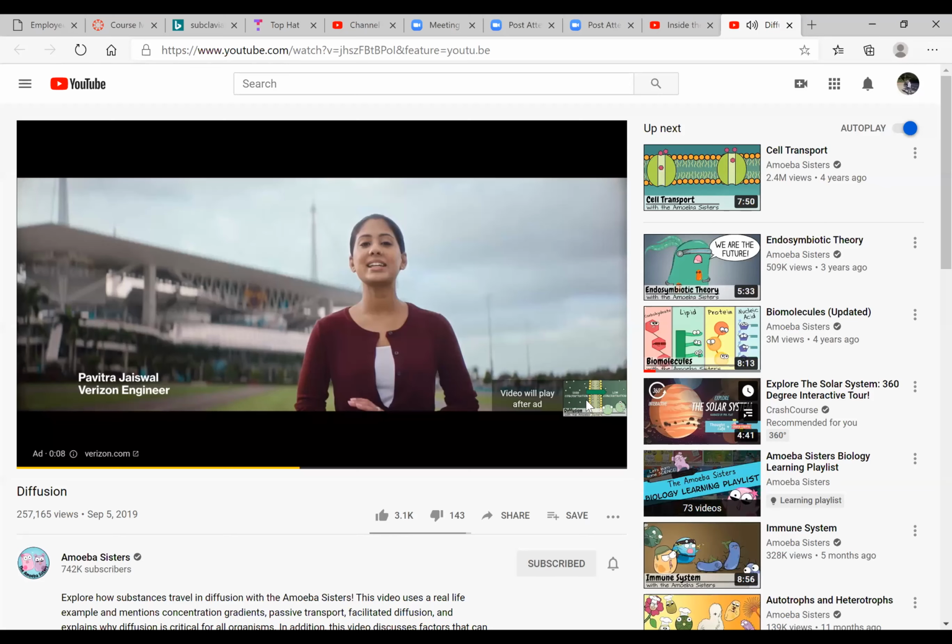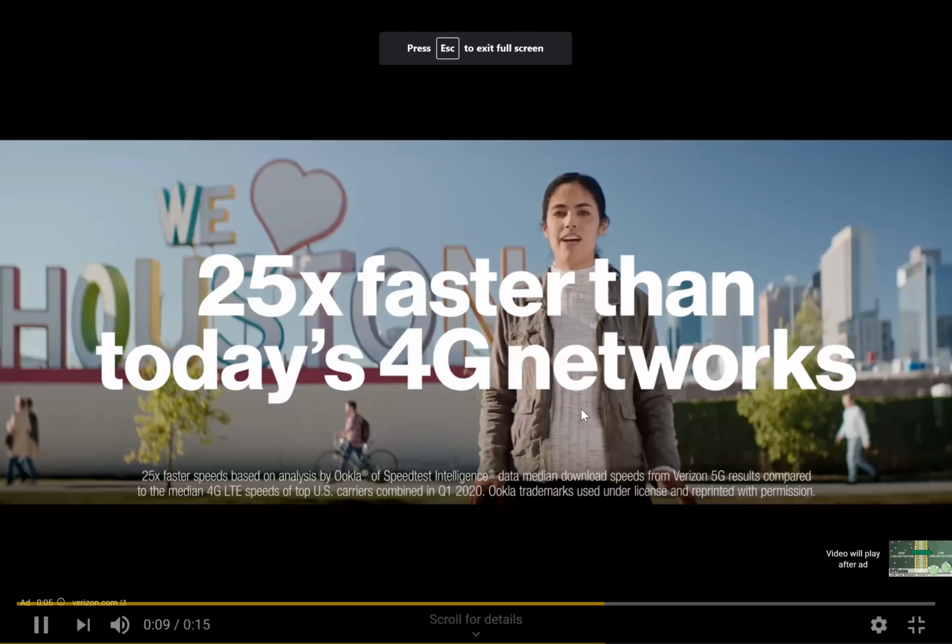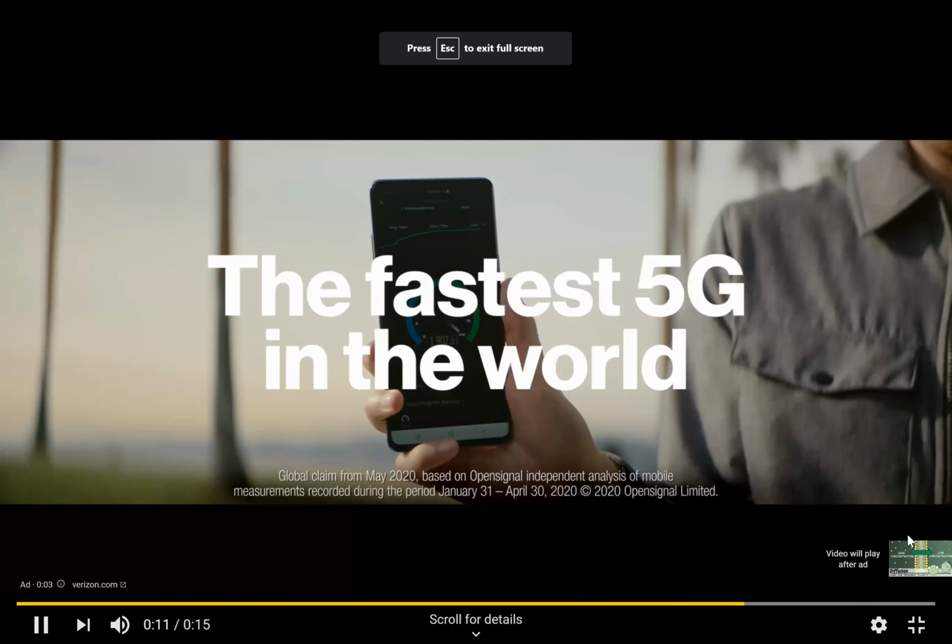It's already available in parts of select cities. And it's rolling out in cities around the country. Faster than today's 4G networks. It's the fastest 5G in the world. This is 5G built right. Verizon.